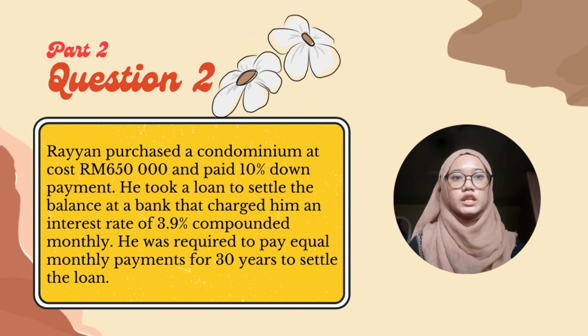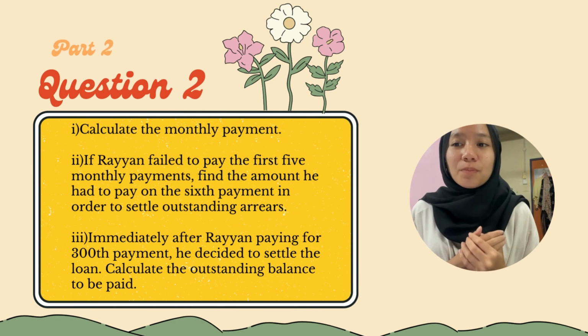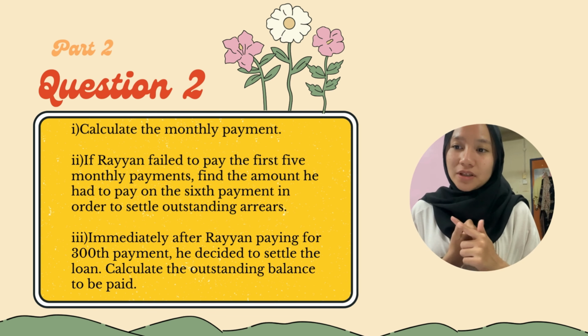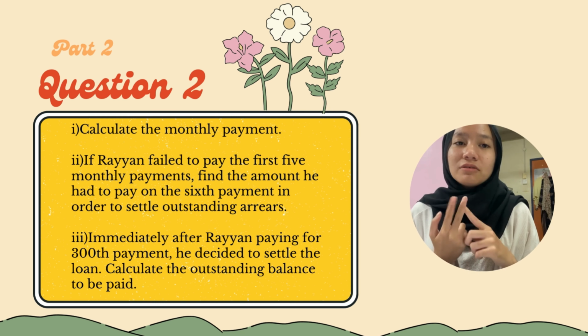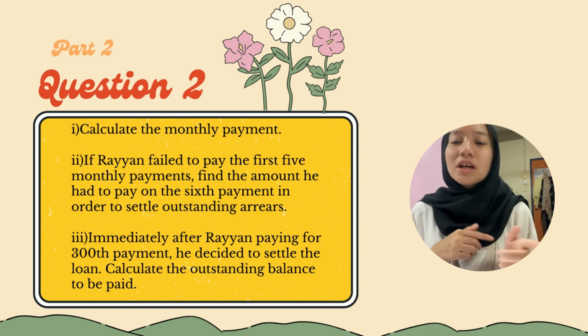Ryan purchased a condominium at a cost of 650,000 and paid 10% down payment. He took a loan to settle the balance at a bank that charged him an interest rate of 3.9% compounded monthly. He was required to pay equal monthly payments for 30 years to settle the loan. Okay, so for part 2, question 2, the first one is calculate the monthly payment. Second is if Ryan failed to pay the first 5 monthly payments, find the amount that he had to pay on the 6th payment in order to settle the outstanding arrears. And the third one is immediately after Ryan paid the 300th payment, he decided to settle the loan. Calculate the outstanding balance to be paid.